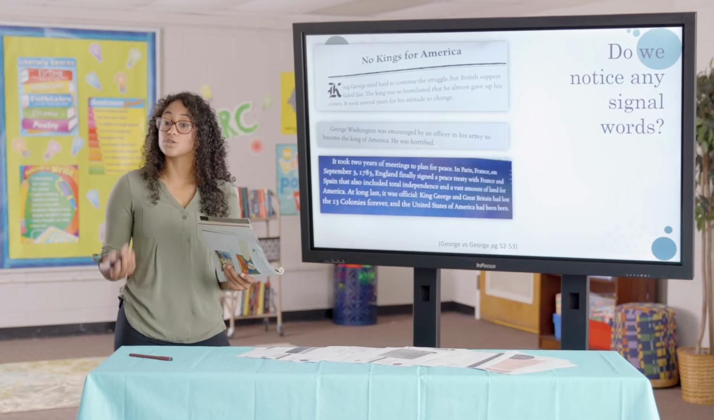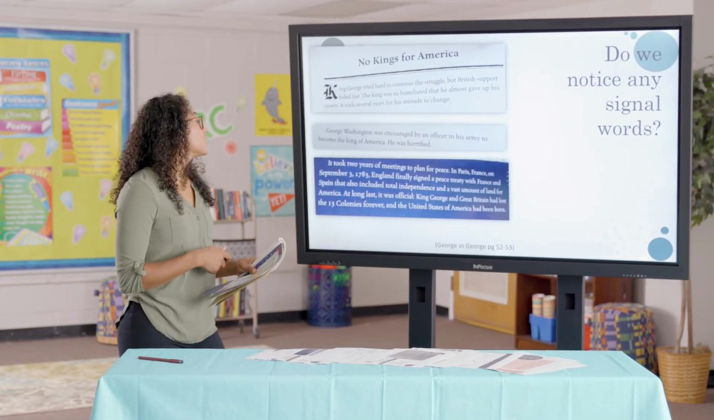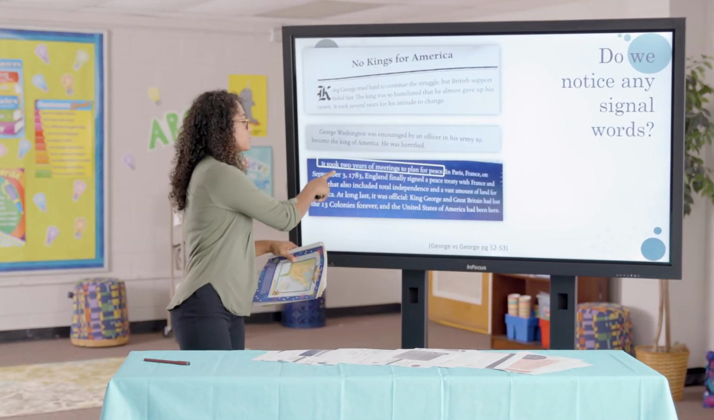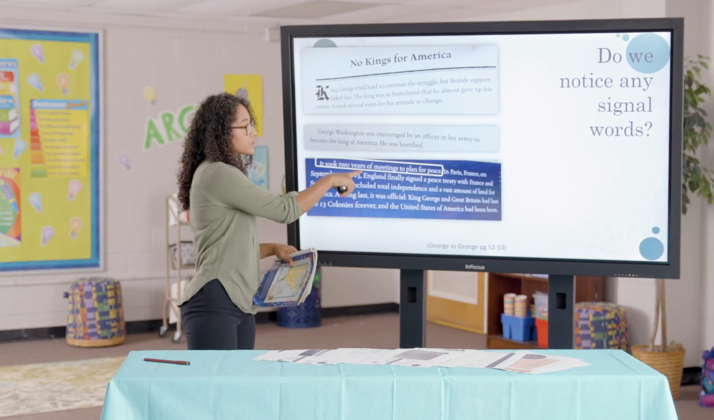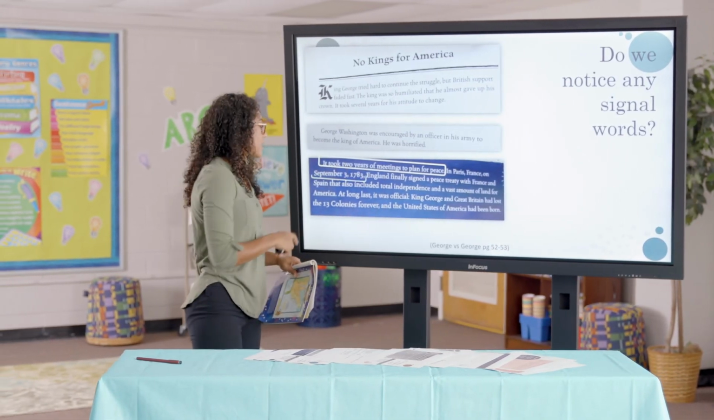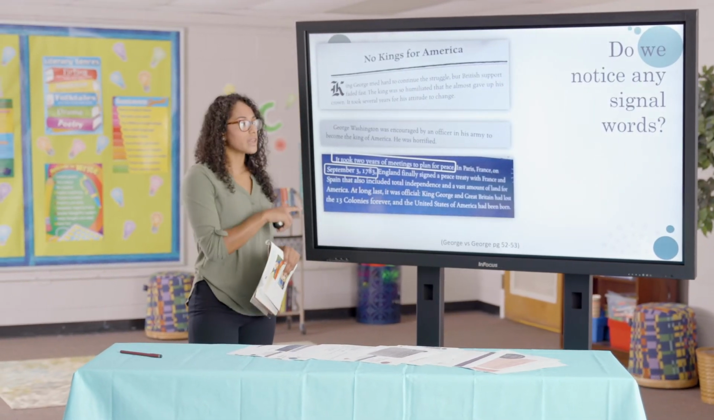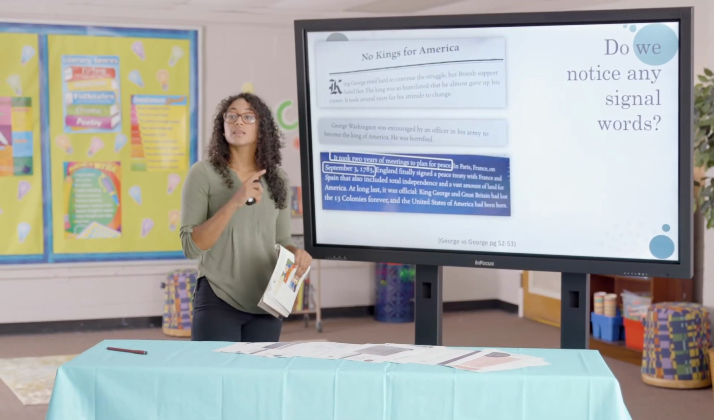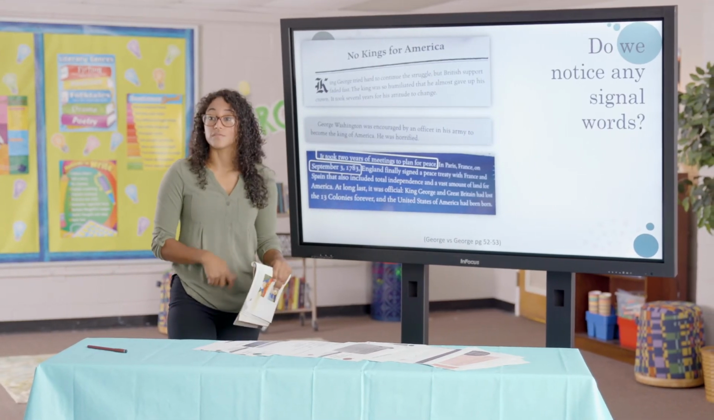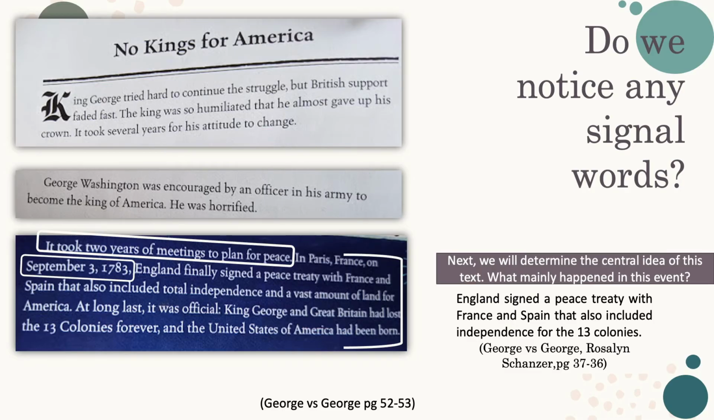So while I was reading, did you notice any signal words? You should have pointed out 2 years, so it took 2 years of meetings to plan for peace, and then this date, September 3rd, 1783. So now that we've pulled out our signal words, let's determine the central idea of this event. So in this event, England signed a peace treaty with France and Spain that also included independence for the 13 colonies. So we're going to add that event to our timeline.